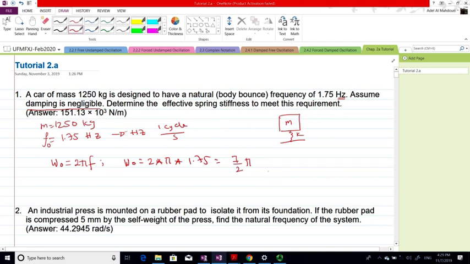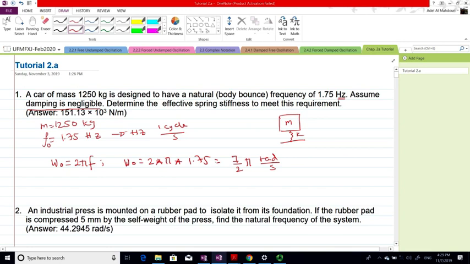What's the unit of the angular frequency? You forgot? Radians per second. Now we have the omega and we have the mass. Can we find the stiffness of the spring? How can we find that?